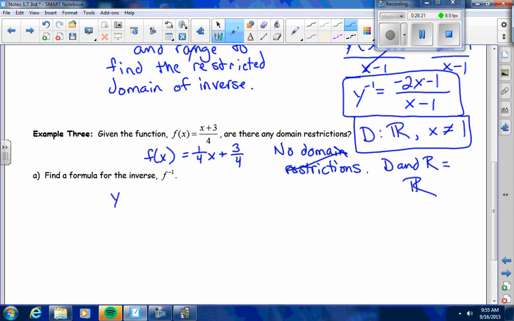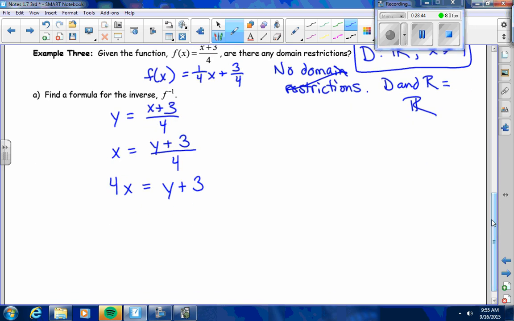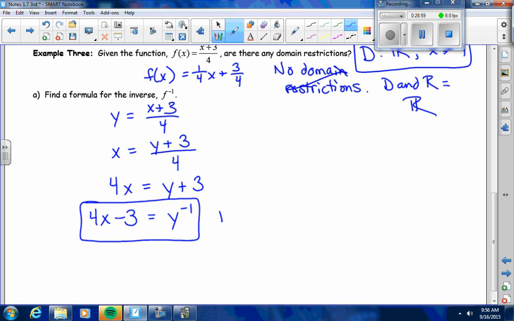Okay, so we had y equals (x plus 3) divided by 4. Now we have to find the inverse, which means we swap out x and y. So x equals (y plus 3) divided by 4. Multiply both sides by 4, so we have 4x equals y plus 3. Subtract 3 from both sides, so y equals 4x minus 3. That is the inverse function, so I put the notation with the y inverse. And the domain is all real numbers.